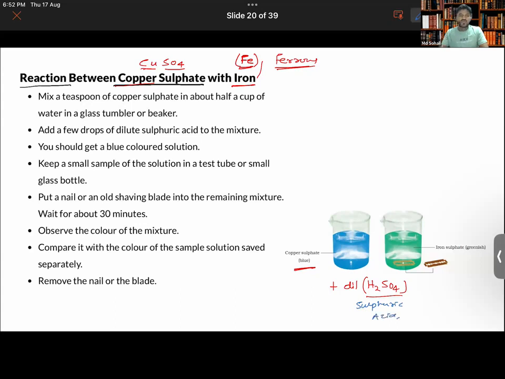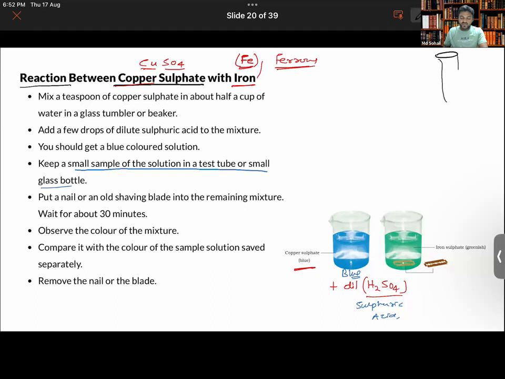So you have added a few drops of dilute sulfuric acid to this mixture. Now you will see that the mixture becomes blue. The mixture has become blue now. Now keep a small sample of the solution in a test tube or a small glass bottle, so that we will be able to differentiate the reaction that has taken place from the original color of the solution. Getting what I'm saying?